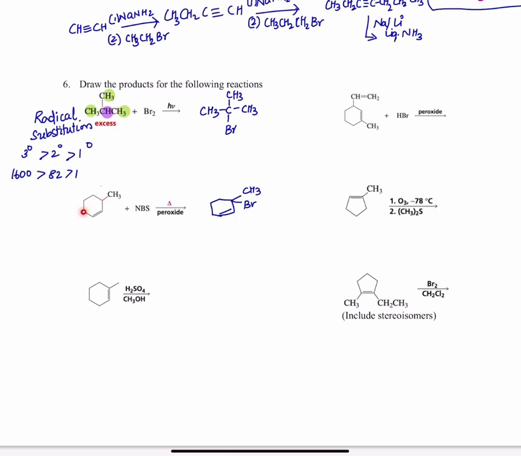Remember, we also have a hydrogen here that can be replaced, but since this is going to lead to the formation of a tertiary radical, which is more stable, it's going to lead to this as the major product, whereas the other product is going to be the minor product. So this one would be the major, and the other product which is formed here would be the minor product.